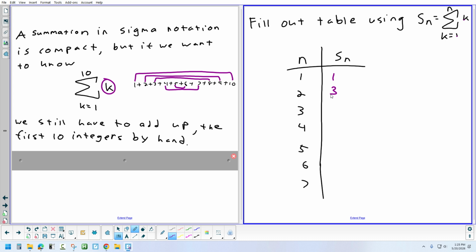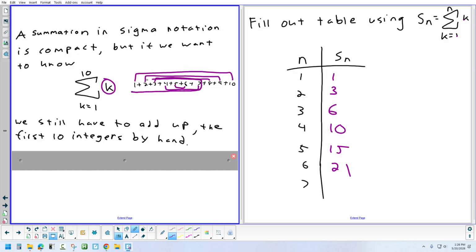Yeah? 6. Yes, 6. And the first 4 terms? Yep, 10. Okay. First 5, we get 15. First 6, 21. And we'll do one more. How about if you add up the first 7 terms? What's in that box right there?